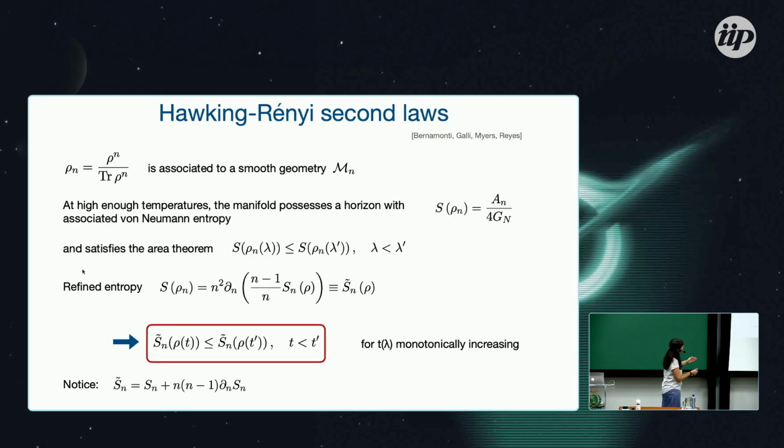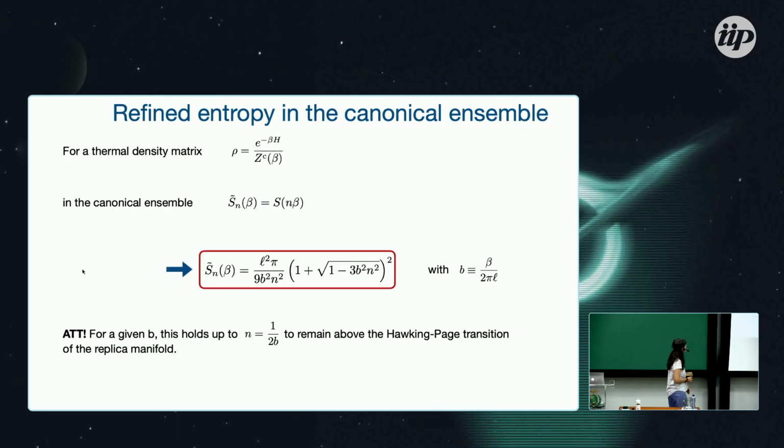We call them Hawking-Renyi second laws because they rely essentially on Hawking's argument in the replica manifold. So this is another set of constraints which doesn't rely on CPTP evolution nor on the maximally mixed state being fixed, but just relies on the replica manifold properties and the fact that it's, again, a BTZ black hole, and thus we expect it to satisfy the area theorem or second law.